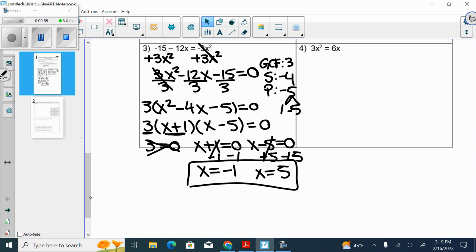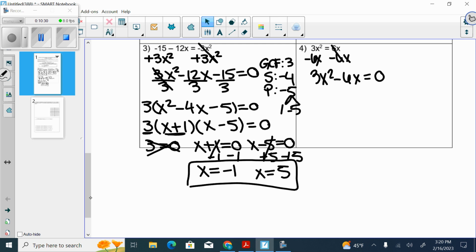Okay. Number 4. Step number 1 is we need to make sure it's set equal to 0, is it? So how do I move the 6x? Subtract. Okay. So is an x squared the same thing as an x? No. So I can't put them together. So I put the biggest exponent first. So I'll have 3x squared, and then I'll have my minus 6x equals 0.